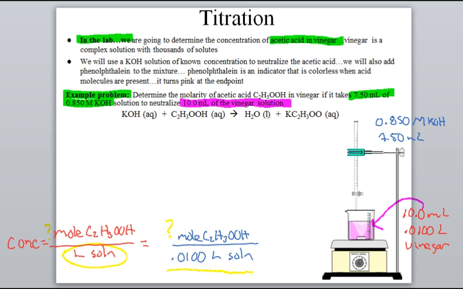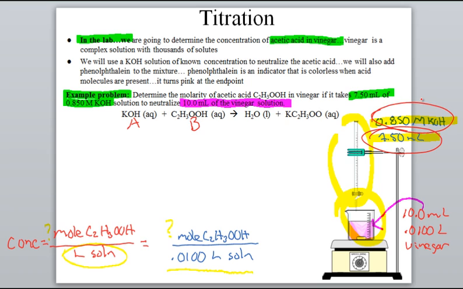We're not sure how many moles of acetic acid are in that solution. But we do know from our titration data that we had 0.85 molarity KOH in our burette, and we added exactly 7.5 milliliters, and our solution turned pink. So when we do this titration problem, we have an A and a B. Potassium hydroxide, we know its concentration, that's our A. The acetic acid, it's our unknown, that's our B. So starting with this volume of potassium hydroxide, using its concentration, we can figure out how many moles of KOH were added to reach the equivalence point.